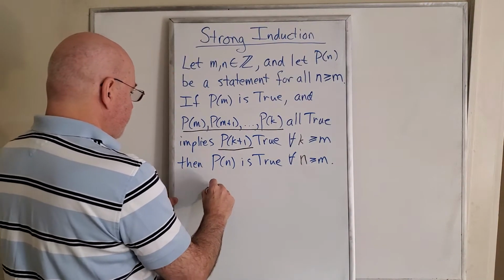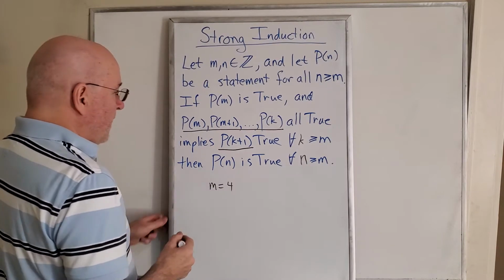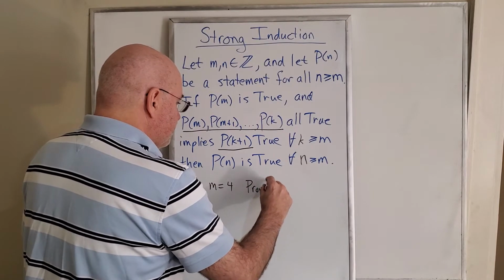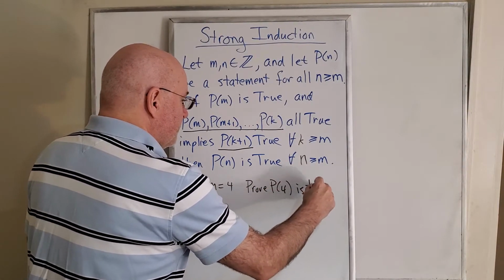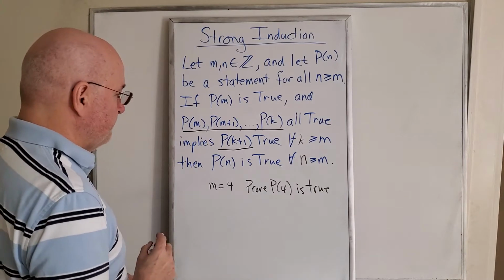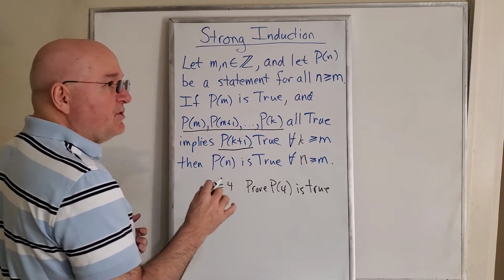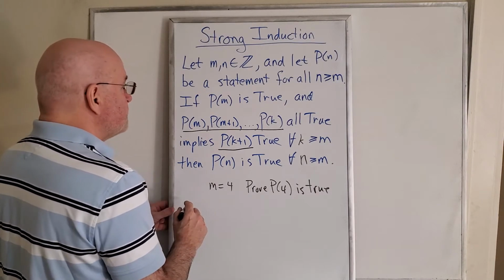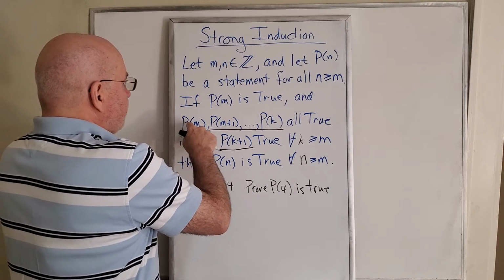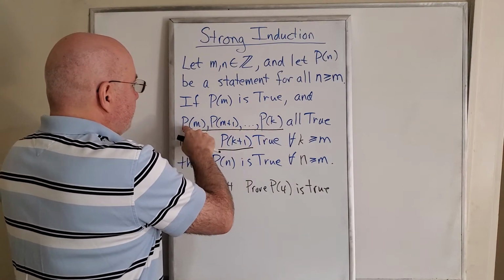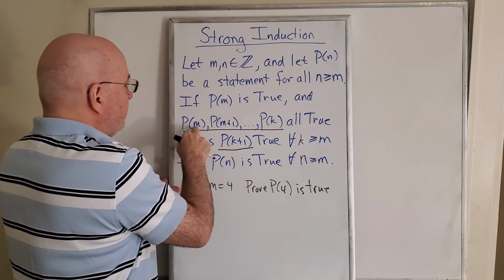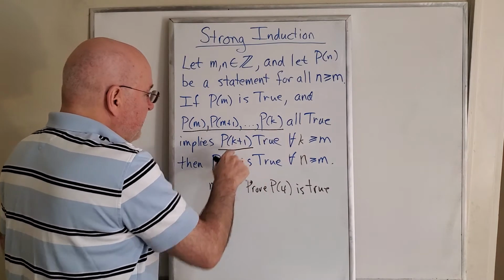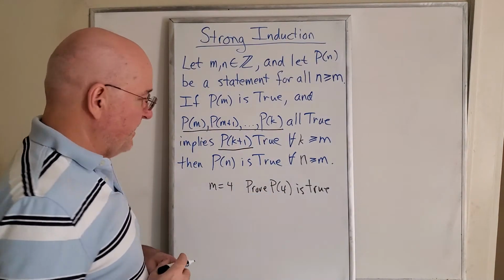So just real simple, if M is equal to 4, the first thing we would do, if we were doing a proof by strong induction, is prove the base case. Then we would say that if we assume that all of these are true, from Pm all the way up to Pk, and we're able to prove then that Pk plus 1 is true, then we're done.